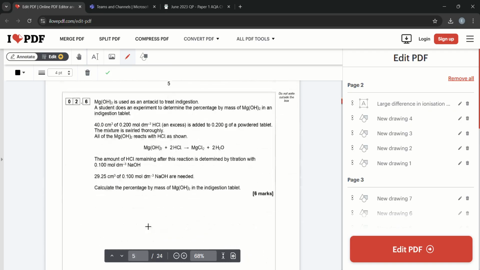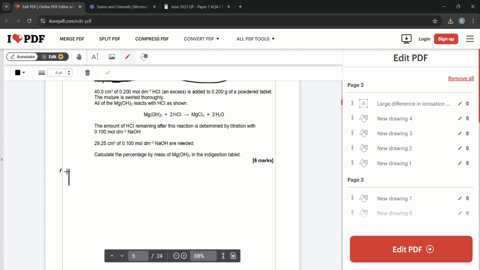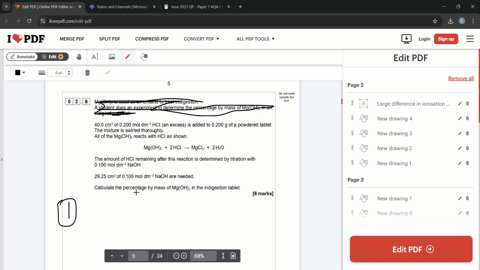And then 2.6, magnesium hydroxide is used as an antacid to treat indigestion. Okay, you don't really need to know this. What's the first thing we're going to do? What are we trying to find? We're trying to find the percentage by mass of magnesium hydroxide in the indigestion tablet. So we want the mass of magnesium hydroxide over the total mass.